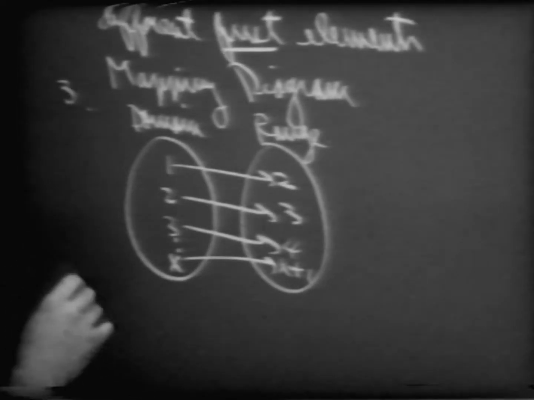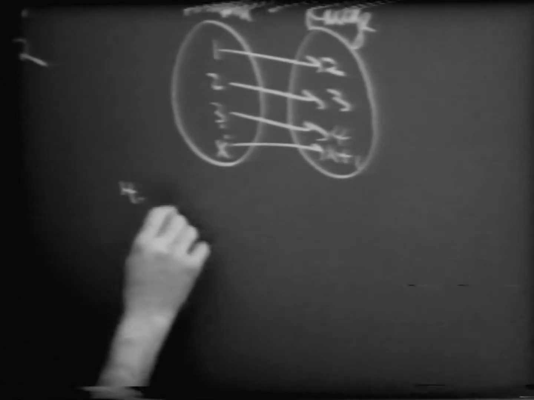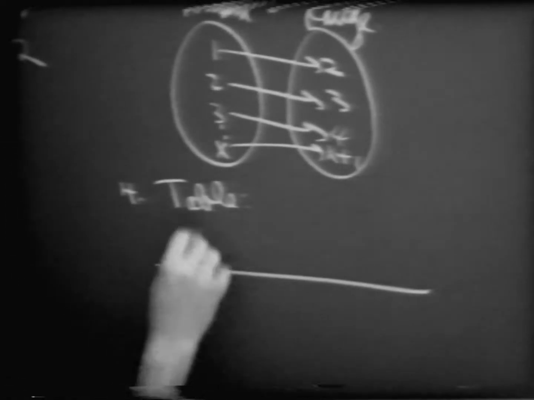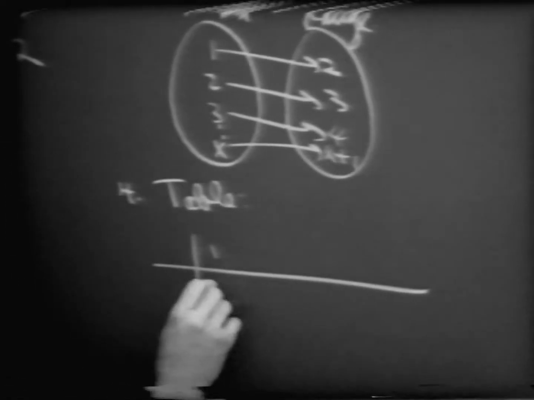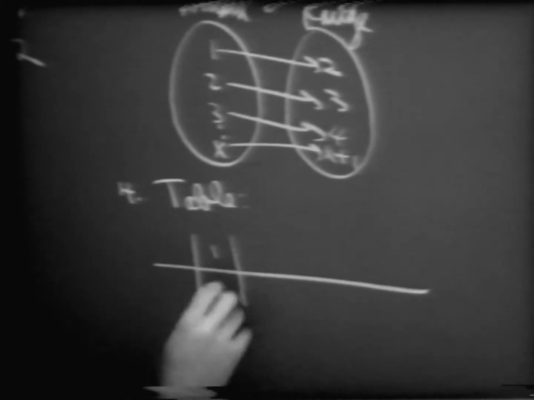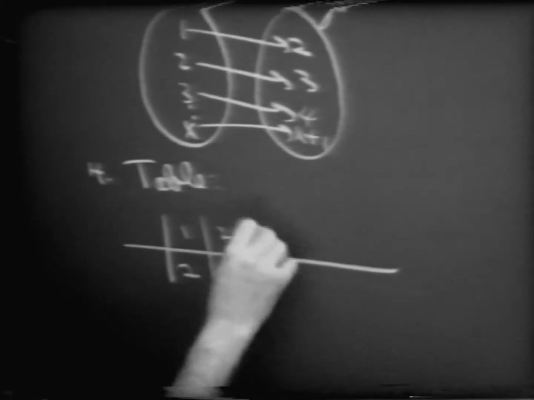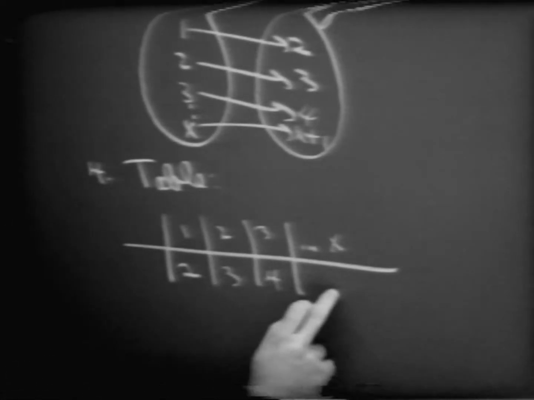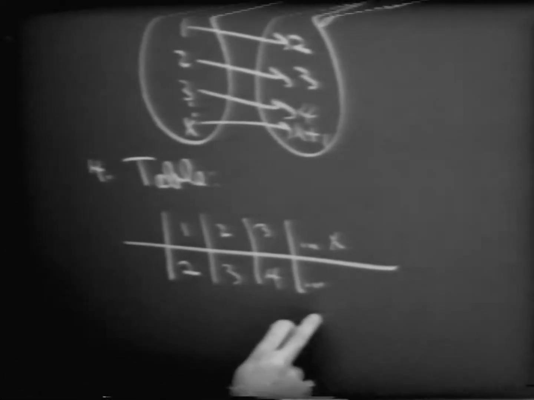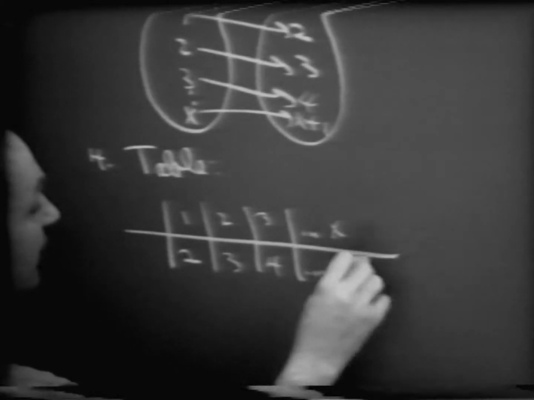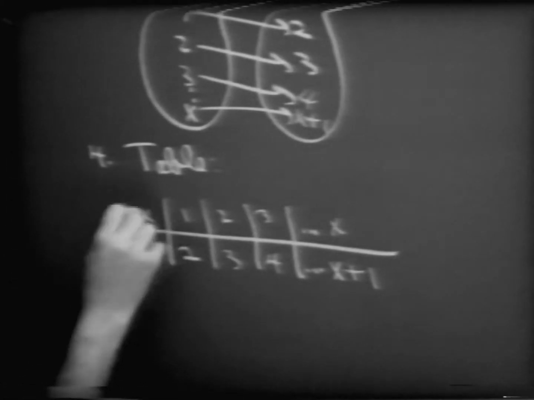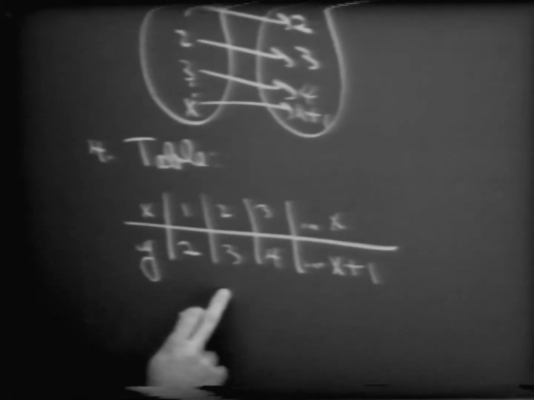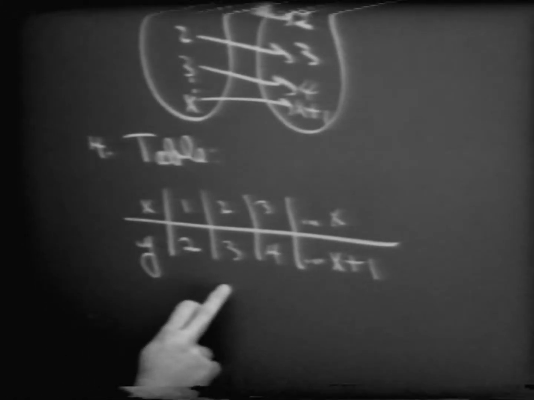There's another way in which we can talk about a function, and that is by means of a table. If you remember, let's take the same example: put down 1 and 2 in this fashion, 2 and 3, 3 and 4, and then some dots, x, and then what element am I going to write in here? Let's indicate this bar by x plus 1. If I use the variables x and y in this fashion, we have here a table which will describe a function.